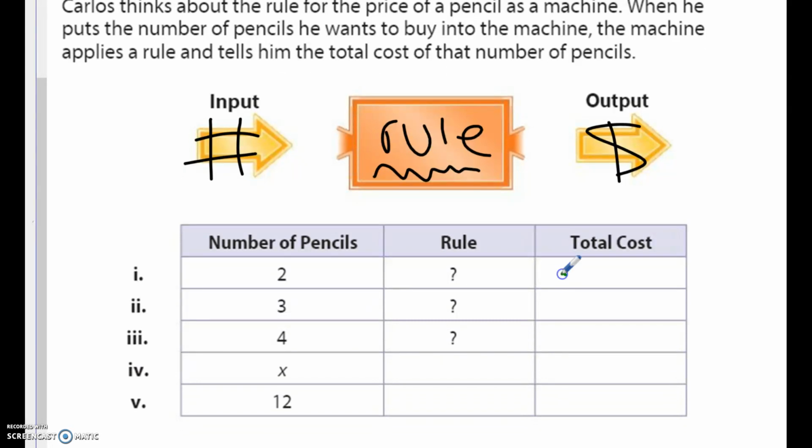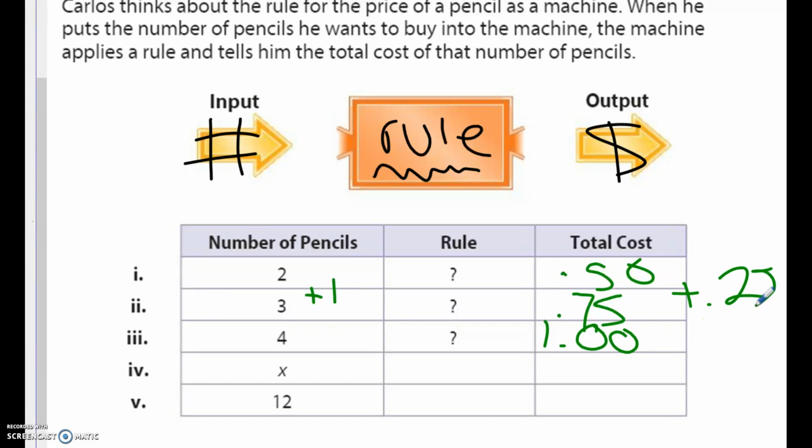So we know 2 pencils cost 50 cents, 3 pencils cost 75 cents, and 4 pencils cost $1. What is that rule or pattern that we are seeing? Well, it looks like when we add 1 pencil, we're also adding 25 cents. But what if I were to make that big jump from 4 pencils to 12?